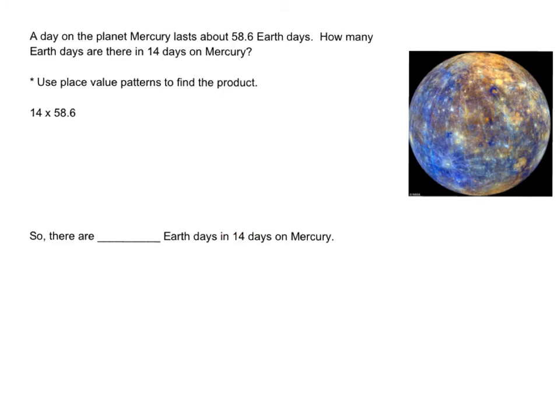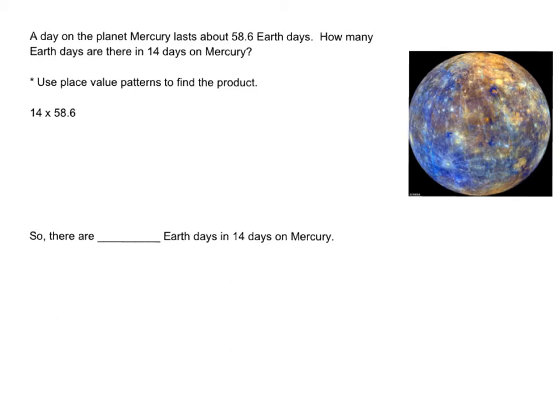Let's look at our next problem. A day on the planet Mercury lasts about 58 6/10 Earth days, so really long days. That would be bad to have a bad day there on Mercury because it would last forever. It would last 58 6/10 Earth days. So our question says, how many Earth days are there in 14 days on Mercury? For this problem, we're going to use the strategy similar to yesterday with using place value patterns to find the product. So our factors are 14 times 58 6/10.